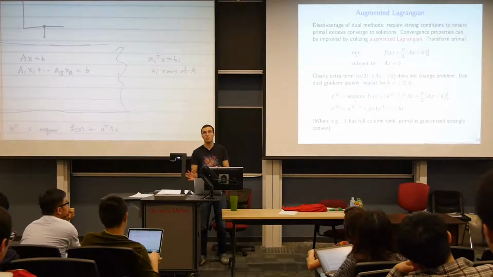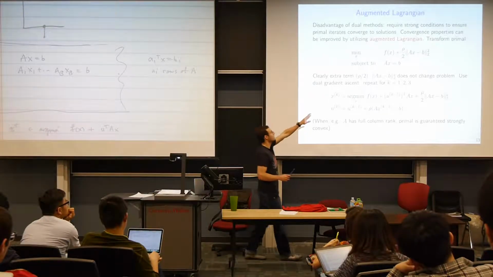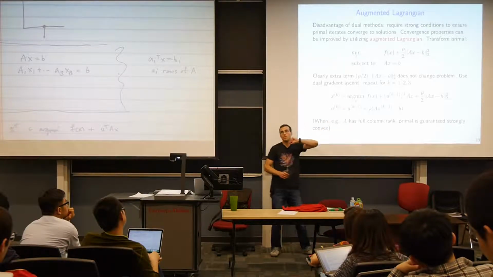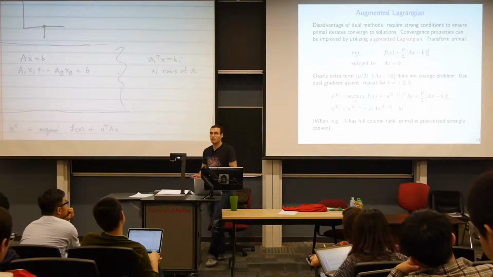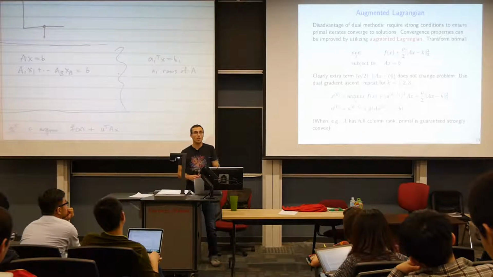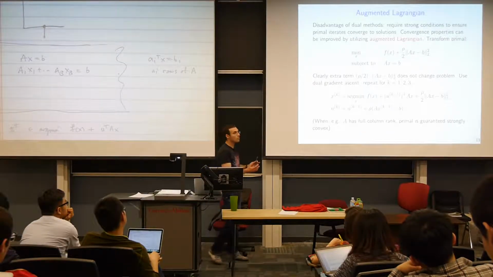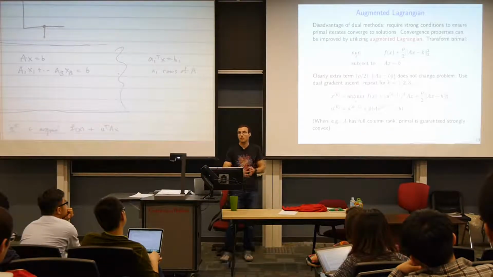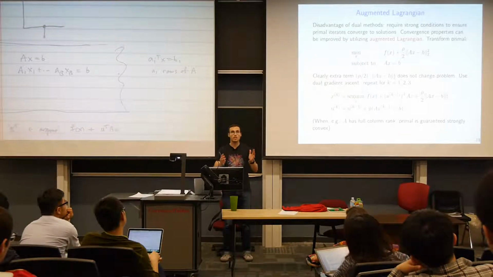Of course, given the constraint, that didn't change anything. That is the same problem, right? Because if the constraint is that Ax is equal to b, then that term is actually equal to 0 on the feasible set. So I didn't change the problem at all. But what it's done is it's kind of smoothed my primal criterion out quite a bit.